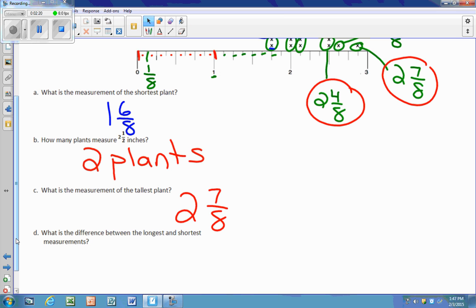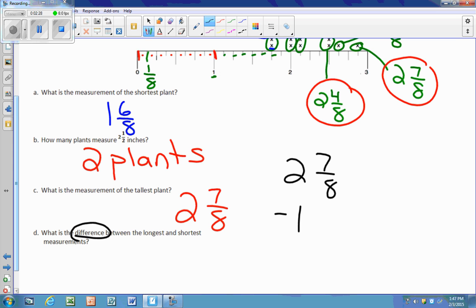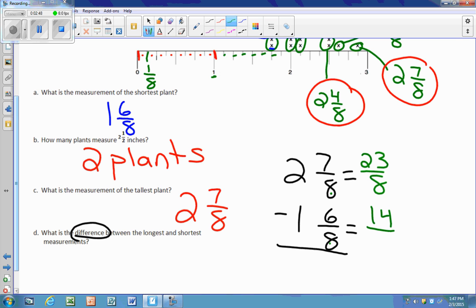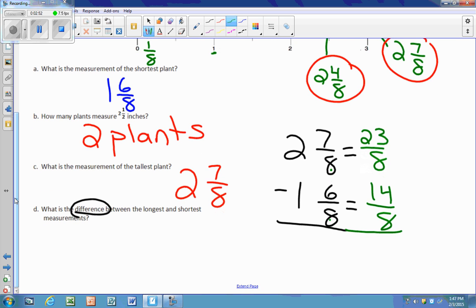And then it asks, what's the difference? And difference tells me to subtract between the tallest plant, which is 2 and 7/8, and the smallest plant. Now we know we can do this without turning them into improper fractions, but we have been told that when we subtract, no matter what, we should get in the habit of turning them into improper fractions. So 8 times 2 is 16. 16 plus 7 is 23. And then 8 times 1 is 8 plus 6 is 14. And when I subtract these two, 23/8 minus 14/8, I get 9/8, which is equal to 1 and 1/8.